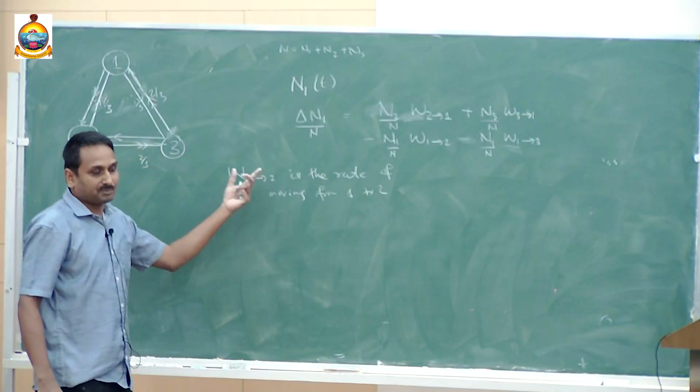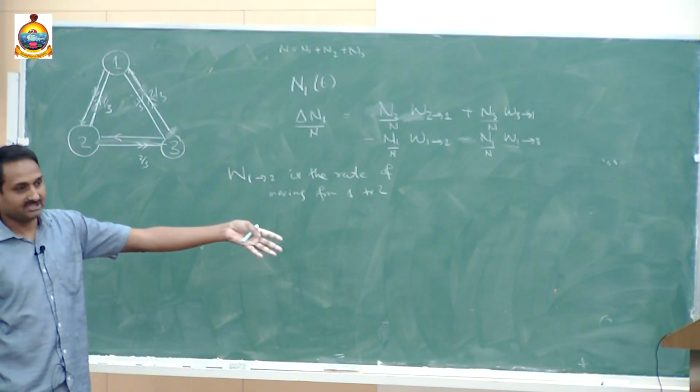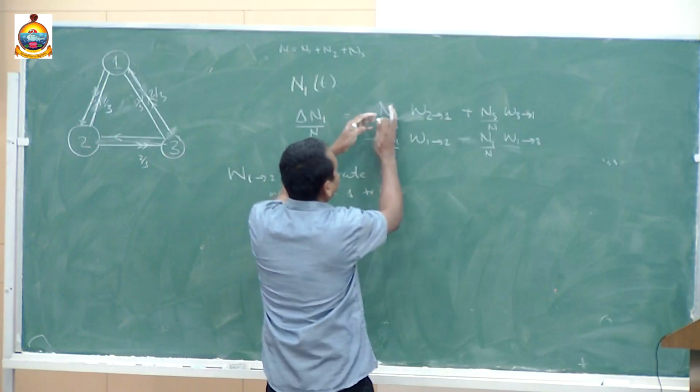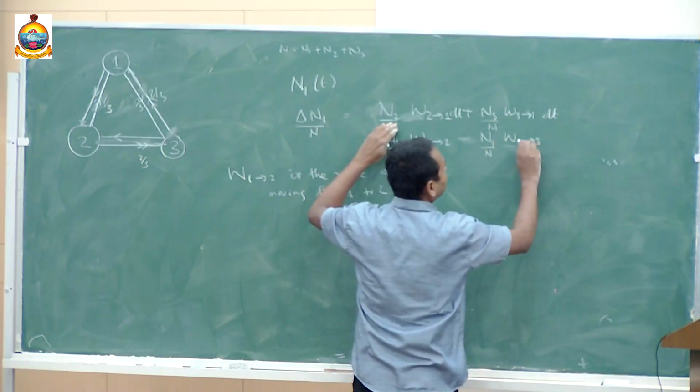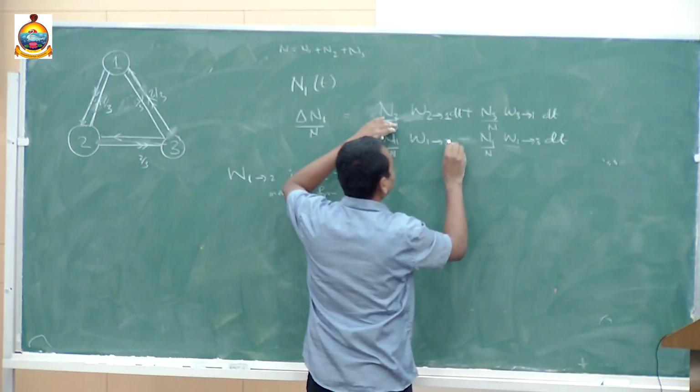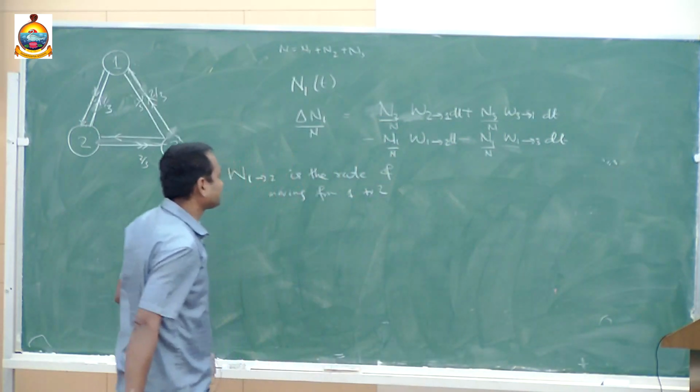So if this is the rate, the probability is just rate times dt, right? That's the probability. So I just said that this, by this, and this times dt. There is also dt here. Okay, dt. So W1 to 2 dt and W1 to 2 dt. Okay, so that's the probability.